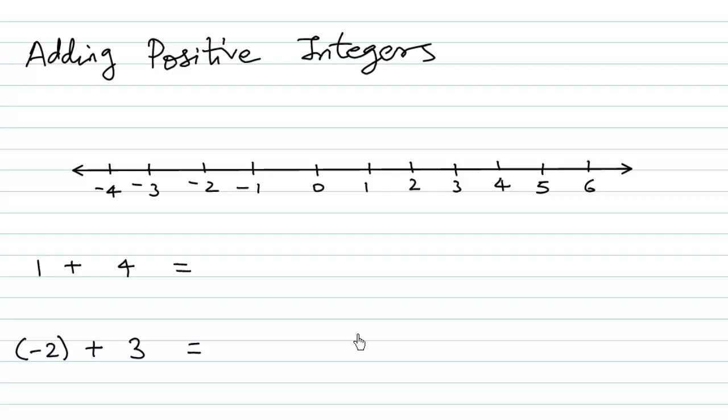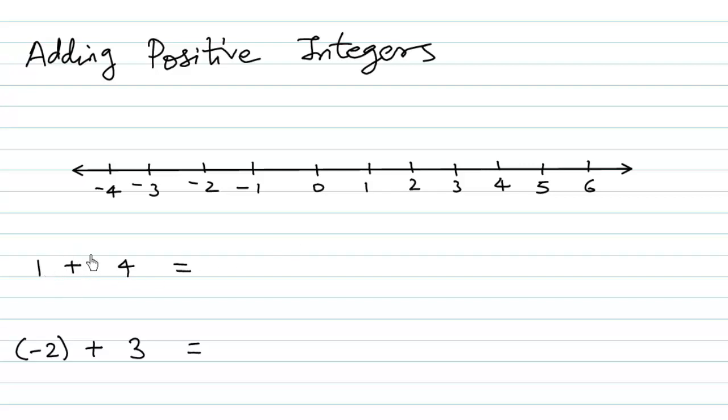Here we are going to see how to add positive integers and how to subtract positive integers, how to add negative integers, how to subtract negative integers, but using a number line. So first of all, we draw a number line and let us see how to solve the first sum.